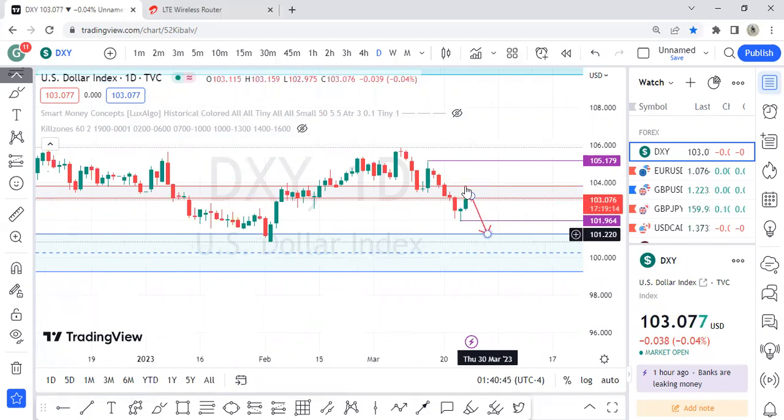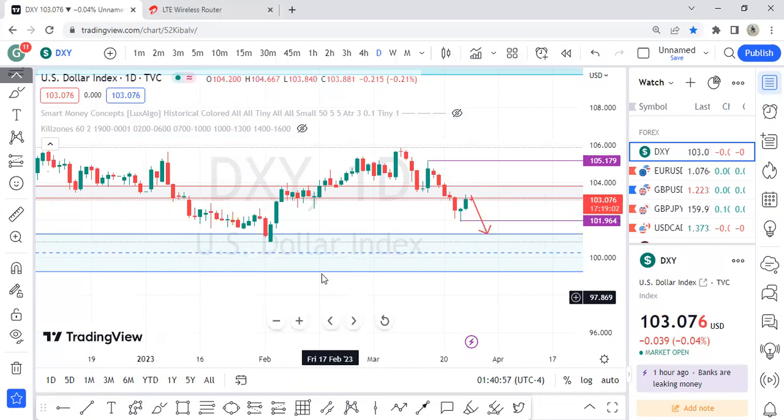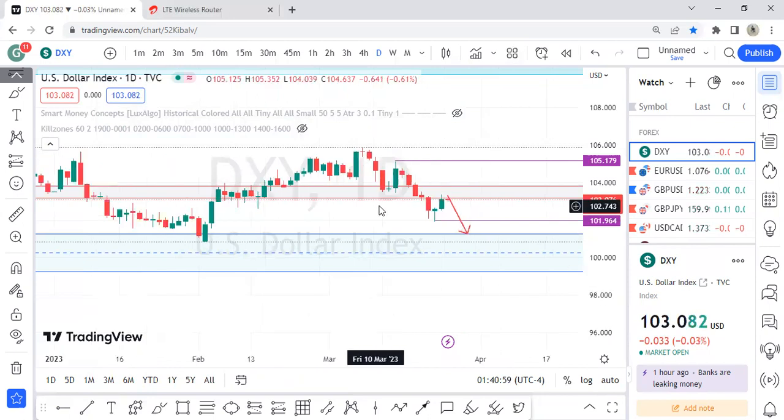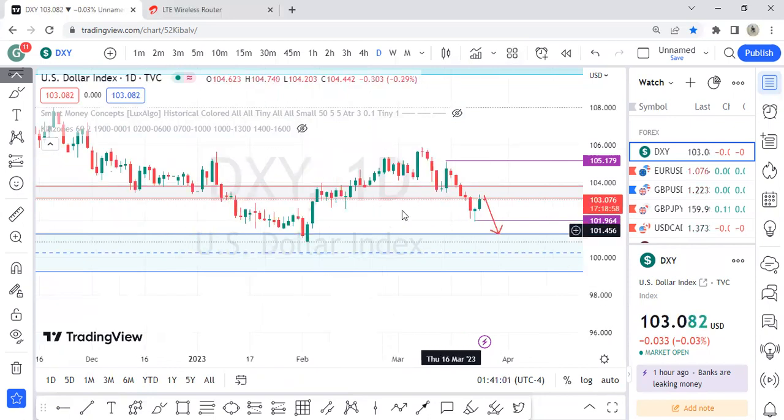Right. It's possible that DXY might drop here, or inside it. Then yeah, that's what I expect with DXY. I expect more bearish price action.